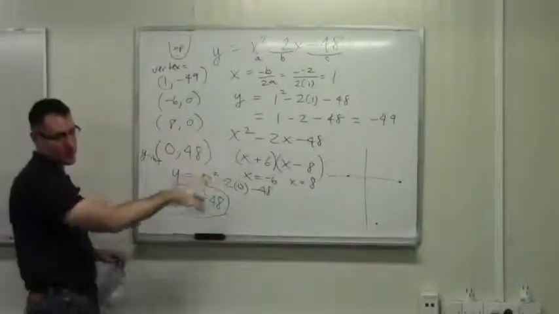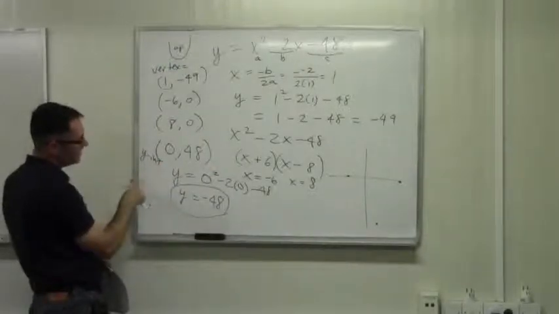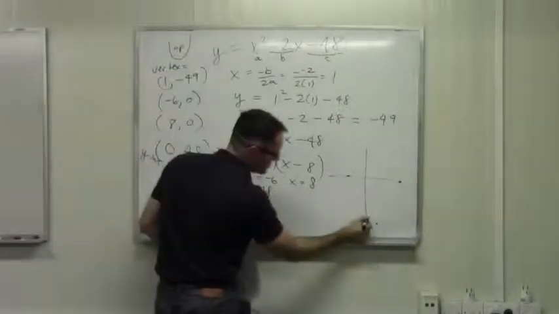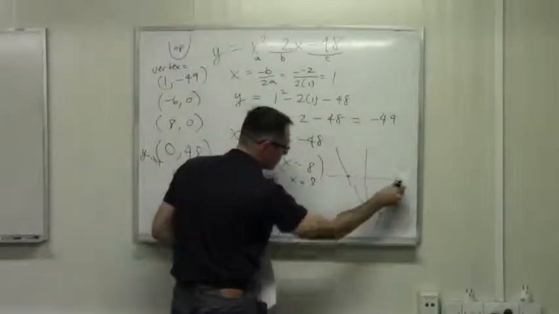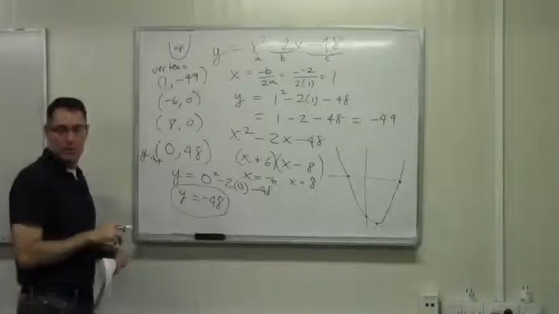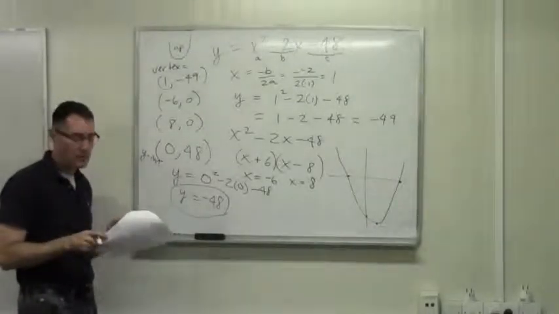I'm just kind of guessing the values here, or doing it quickly. And then the y-intercept is at negative 48. So that's like right here. So this is what it's going to look like. Like that. OK? Not too bad, I hope.